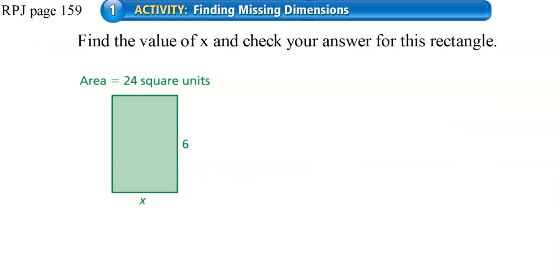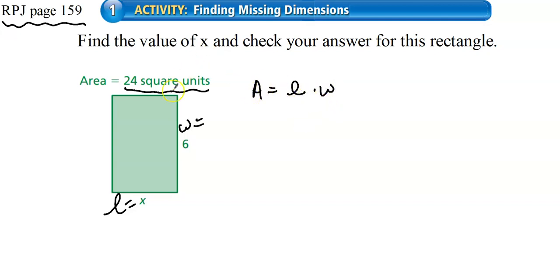So here we go. First of all, you should note that these are in your record and practice journal on page 159. So you don't have to write them down separately. If you just want to get your record and practice journal, you can work along for the next couple of problems with that. So notice we have a rectangle. We know that the area is 24 square units, and the length is the part that's unknown, and the width is 6. And remember, the area of a rectangle is length times width.